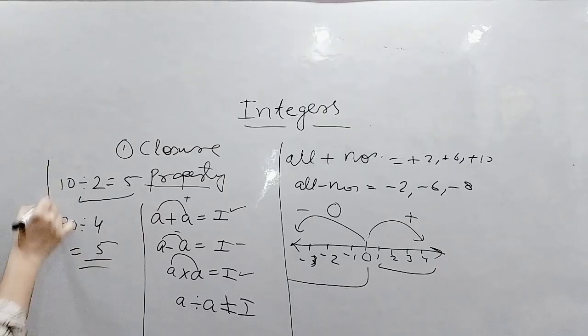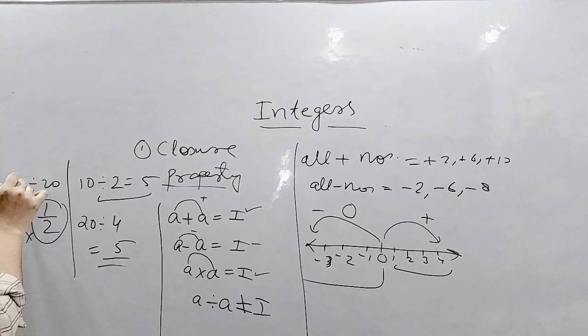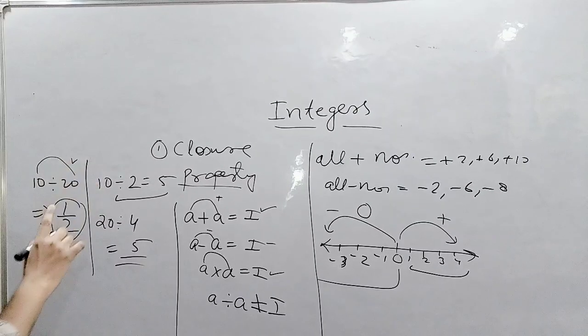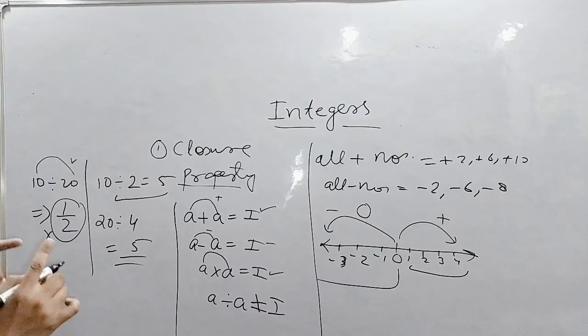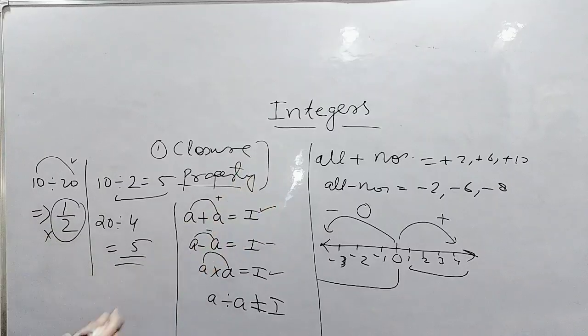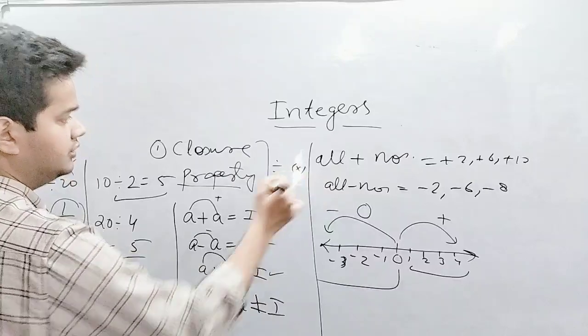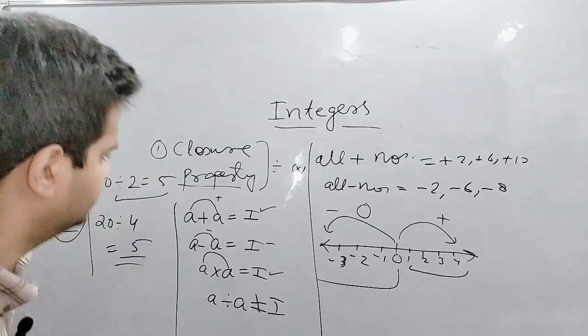But if I divide 10 by 20, I will get the value 1 upon 2. Now this is a fraction, this is not an integer. So since dividing two numbers does not always give an integer value, this property is not seen in division. This is not applicable in division. Okay, please note it down.